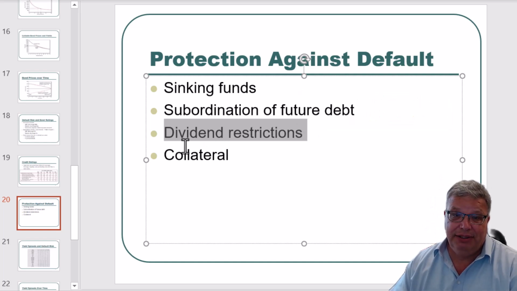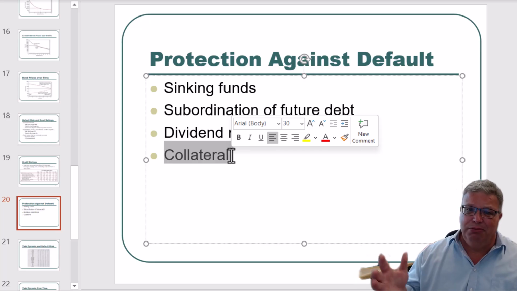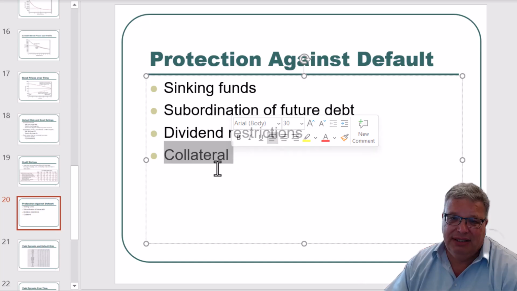And sometimes there could be specific collateral, right? There could be equipment or something like that. Think airplanes, big pieces of equipment that creditors can get their hands on in case of default.